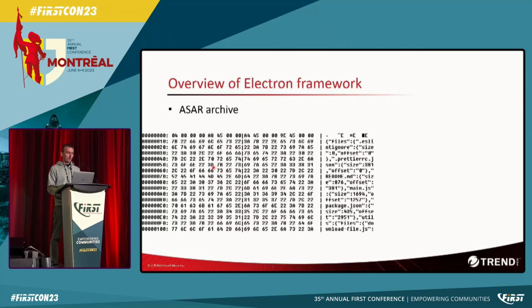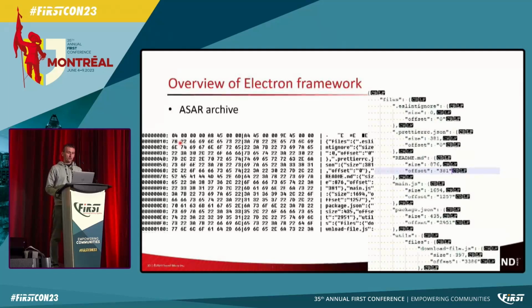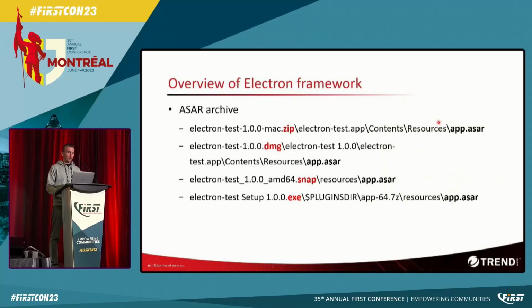In the beginning, in binary, there is the length of the file, followed by a JSON object, and this JSON object contains the list of files, starting with the file name, the size of the file, and offset and location inside of the file. So these ASAR archives are usually found in the resources directory in all these different formats I mentioned before.